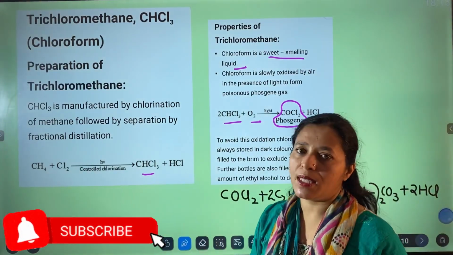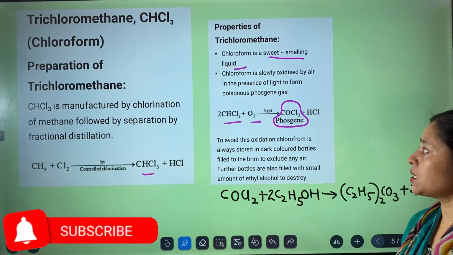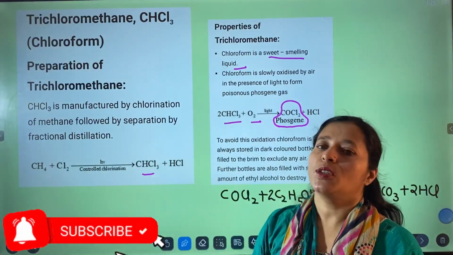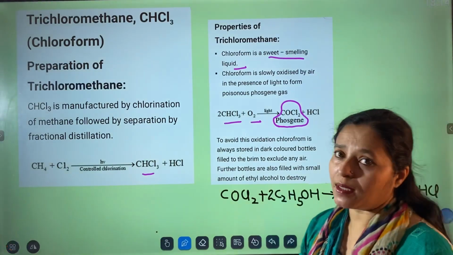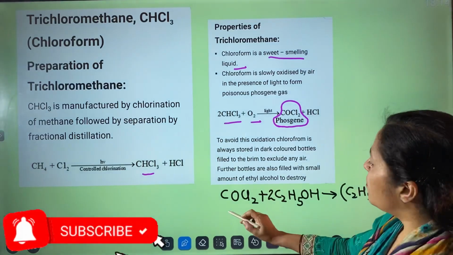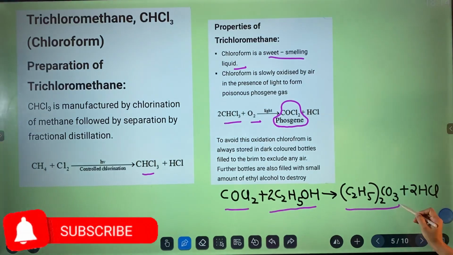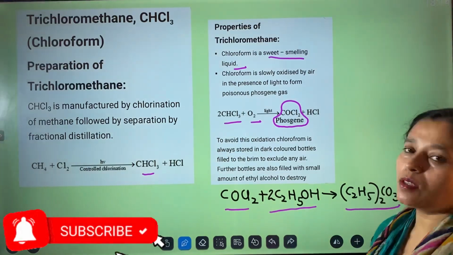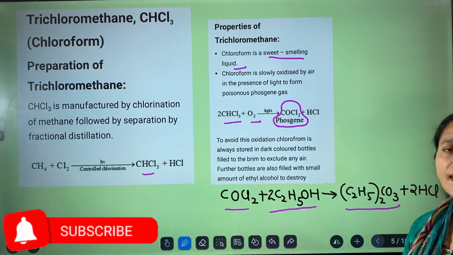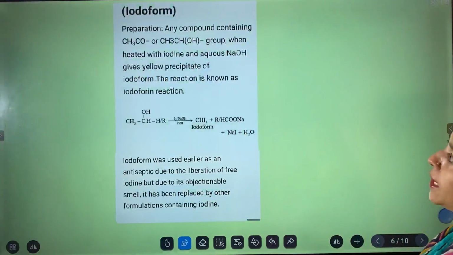To avoid this oxidation, chloroform is always stored in dark colored bottles so that the reaction does not take place in the presence of light, and it is filled to the brim. It is filled up to the level in order to avoid the reaction with air. And further, the bottles are also filled with a small amount of ethyl alcohol. What happens when phosgene reacts with ethyl alcohol? It forms diethyl carbonate, and that diethyl carbonate is non-toxic. It is now no more toxic. So this is how we change the phosgene gas into a non-toxic form, that is diethyl carbonate.